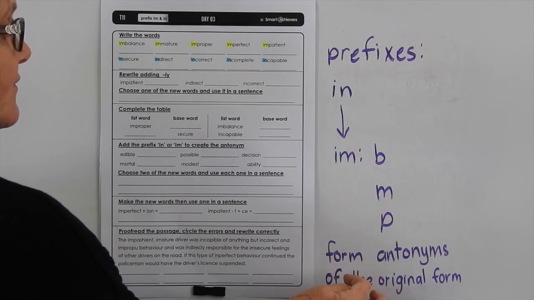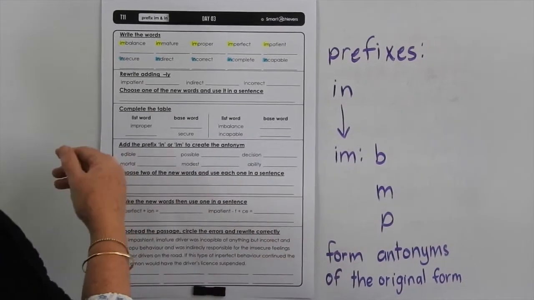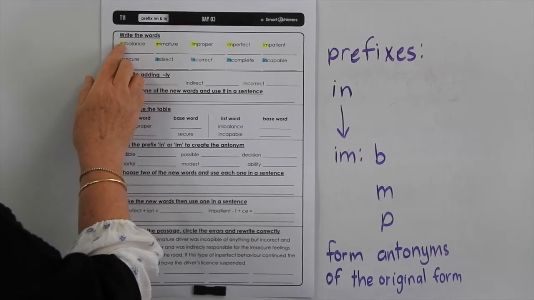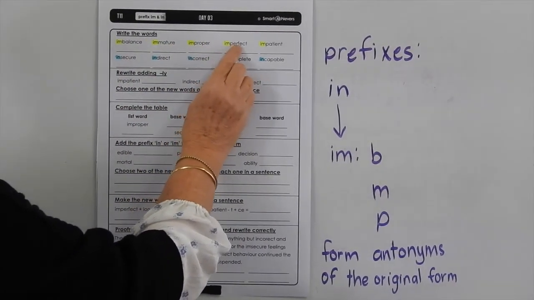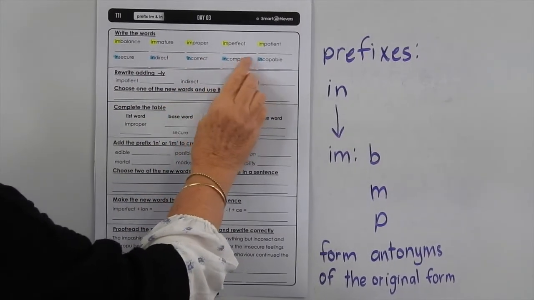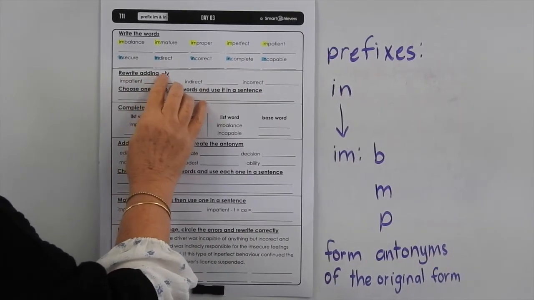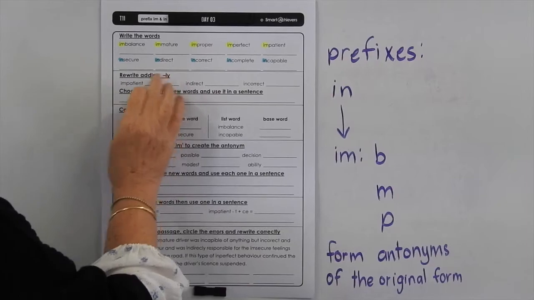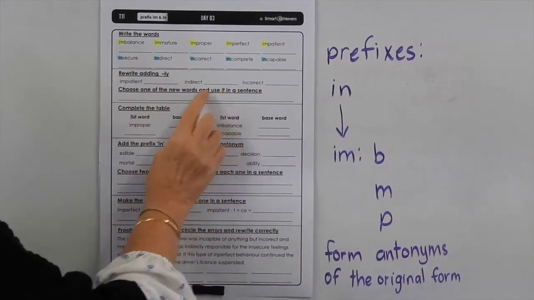So it's changing it from its original form into an antonym. It's going to mean the opposite to what it did without the prefix on. So our words are imbalanced, immature, improper, imperfect, impatient, insecure, indirect, incorrect, incomplete and incapable. So rewrite using ly, so we know ly commonly forms an adverb, and then you've got to choose one of those to write a sentence.